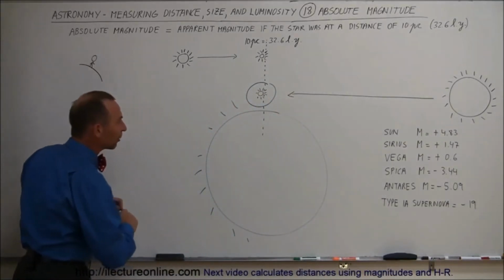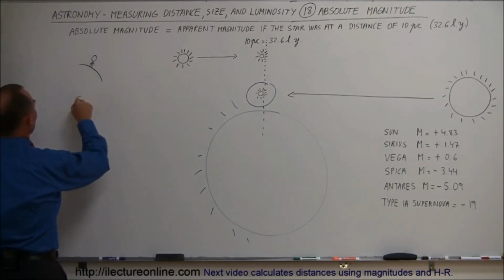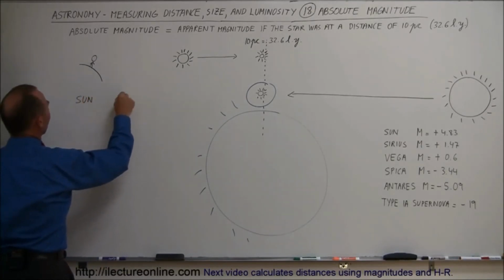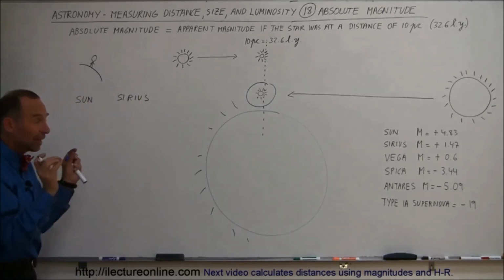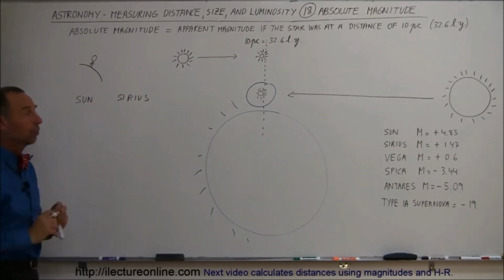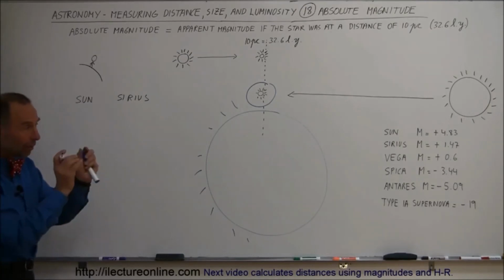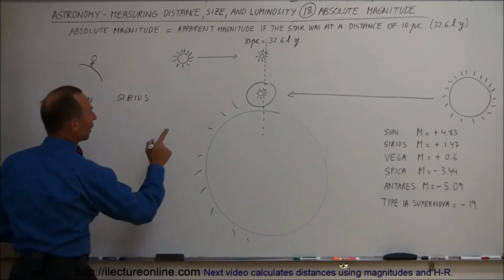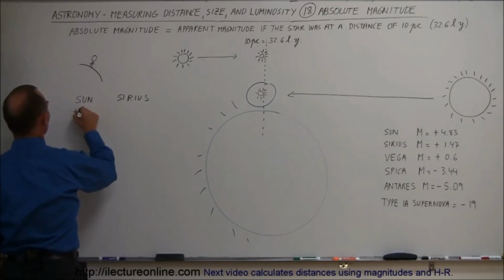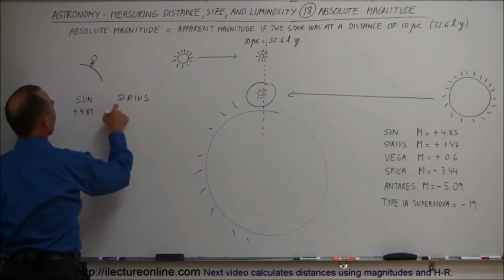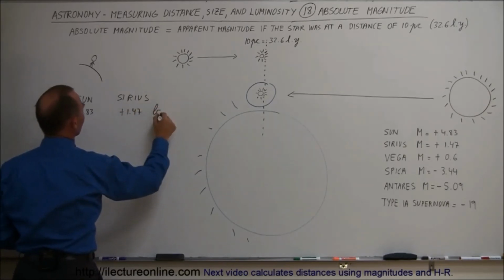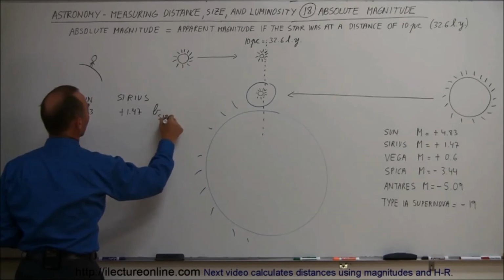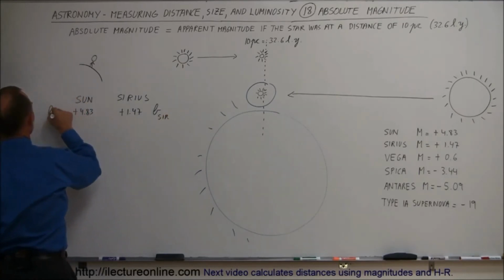All right, let's first compare the sun to Sirius. So the sun and Sirius. And that's the beauty behind what we call the absolute magnitude, because then you can actually compare the actual brightness between two stars. Not the way they appear to us, but the way they actually are. So if the sun has a magnitude of plus 4.83 and Sirius has a magnitude of plus 1.47, let's call that the brightness of Sirius and the brightness of the sun.